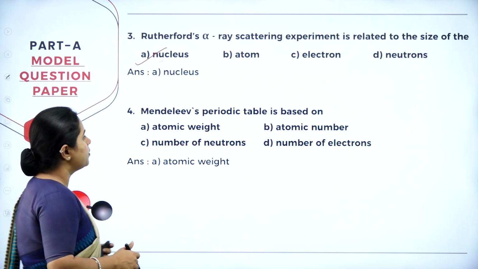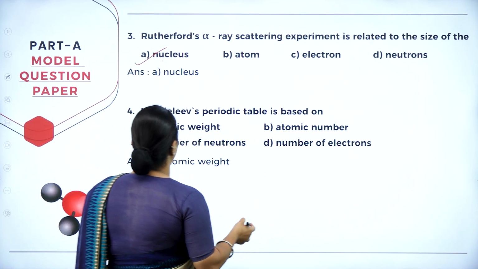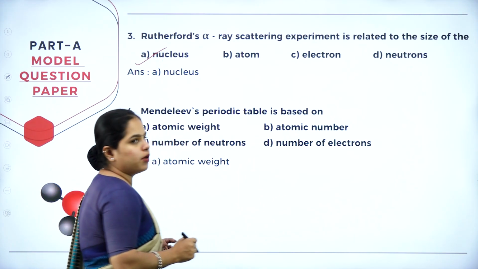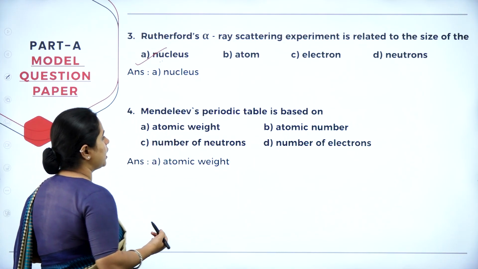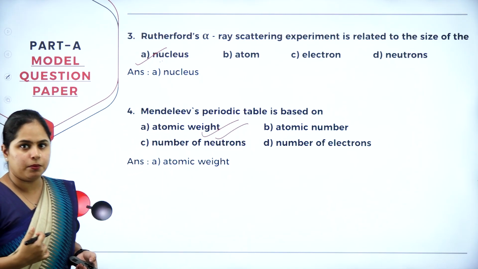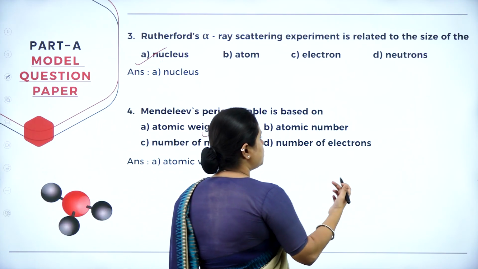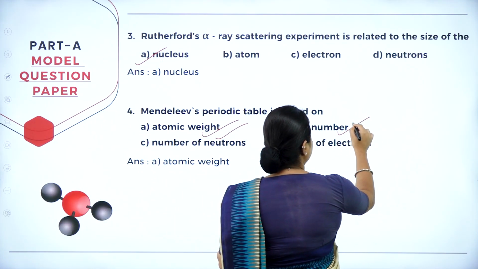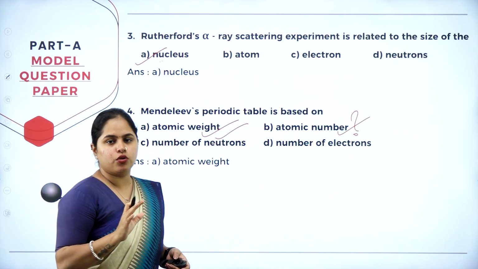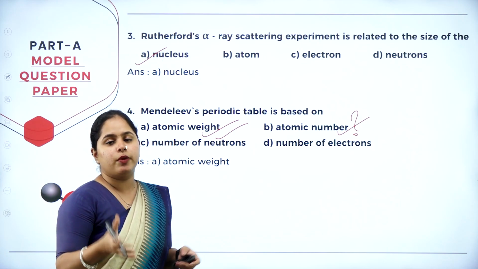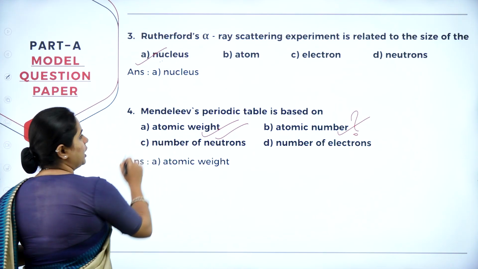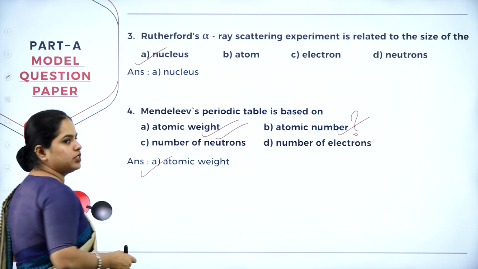Moving on to the next question. Mendeleev's periodic table is based on atomic weight, number of neutrons, atomic number or number of electrons. Of course, Mendeleev's periodic table is based on atomic weight. And which periodic table is based on atomic number? Yes, the modern periodic table. It is very important to remember that the modern periodic table is based on atomic number, and Mendeleev's periodic table is based on atomic weight. So option A is your answer.